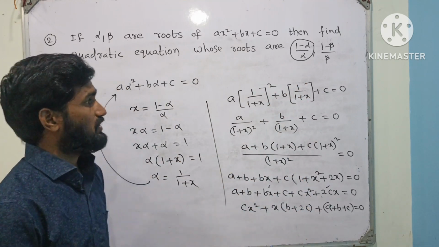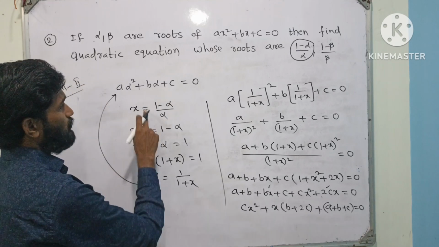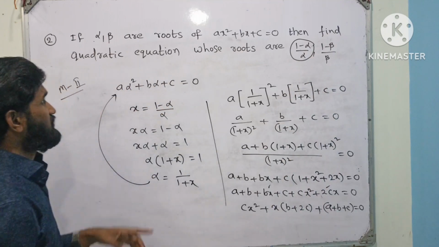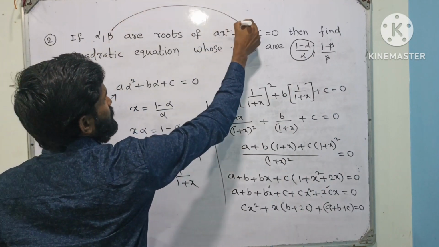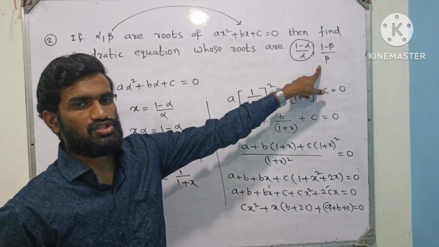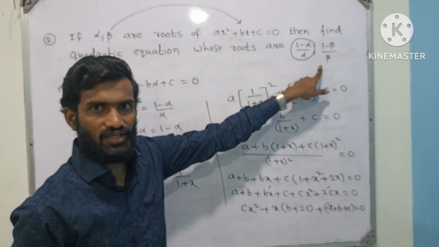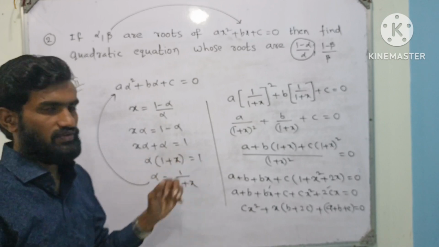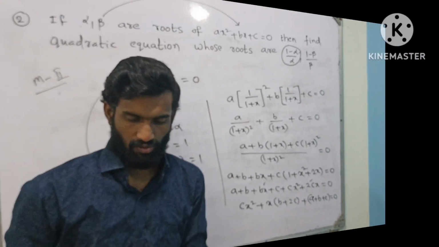You will get one doubt. Sir, why are you taking only x equals (1 minus alpha) by alpha? Why not (1 minus beta) by beta? If I substitute beta in this equation, then I need to take x equals (1 minus beta) by beta. I hope you got this one. Once observe this one and we'll solve the next problem.